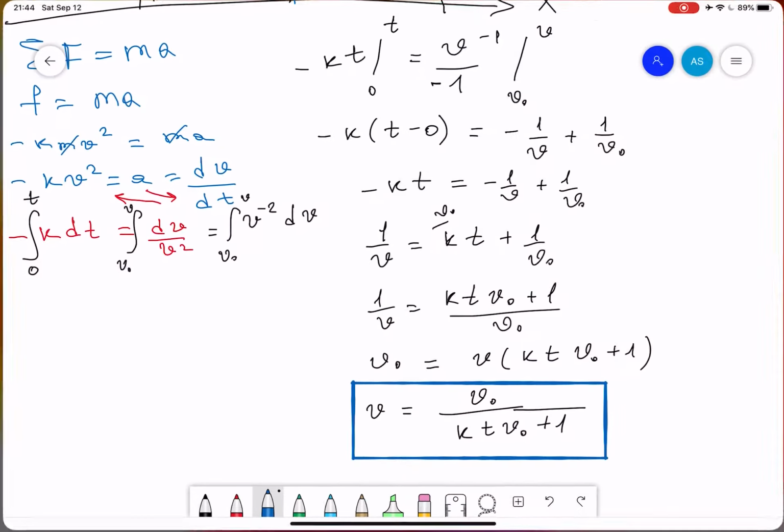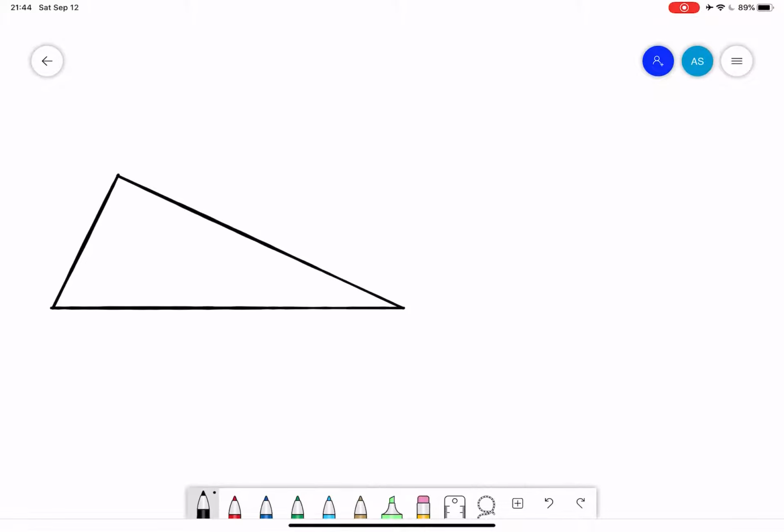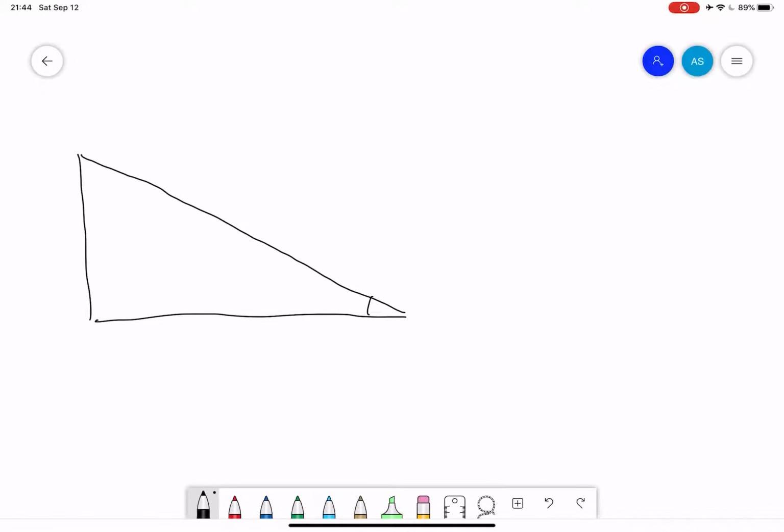So let me draw the picture. First of all, we have an inclined plane. In the inclined plane, we have angle theta, right? Then here we have a spring. Then here we have our box.